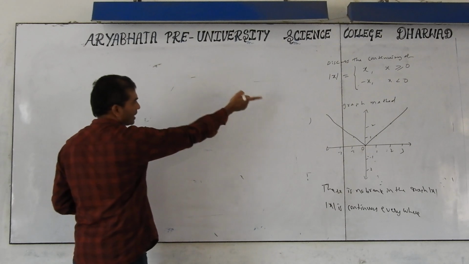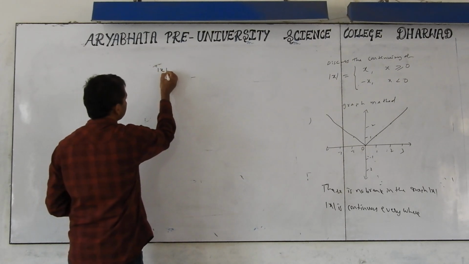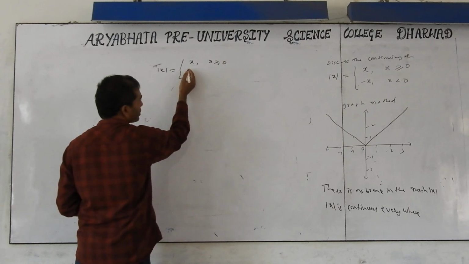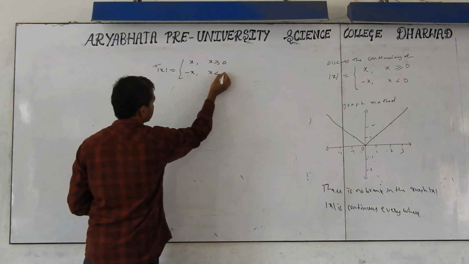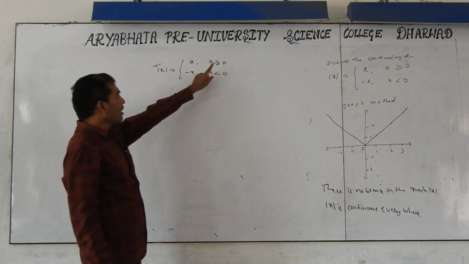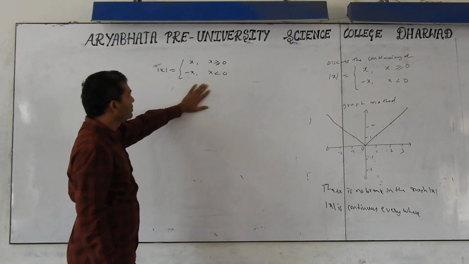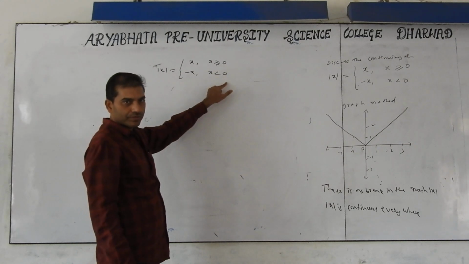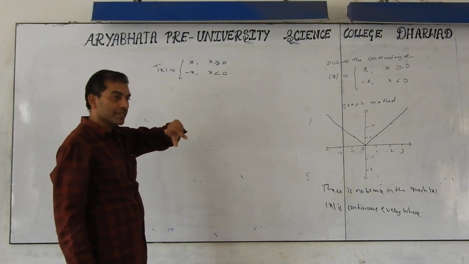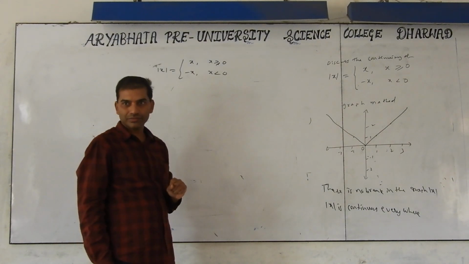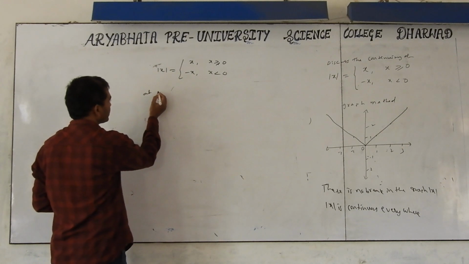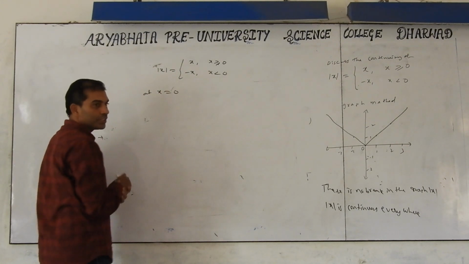Limit concept, the same. Mod x equals x when x is greater than or equal to 0, and minus x when x is less than 0. See, at what point is it changing? At 0. If it is changing at 0, we should first find the limit at 0. First let's find the limit at x equal to 0.